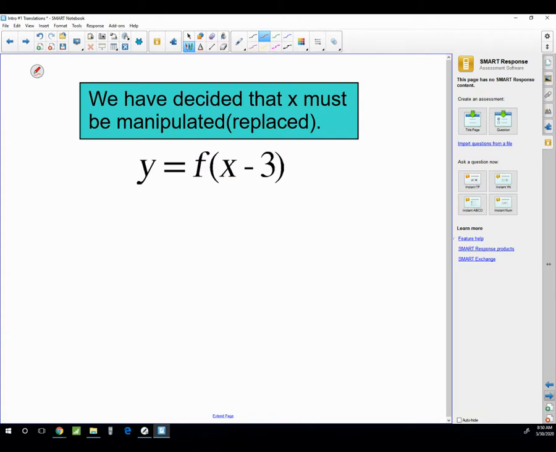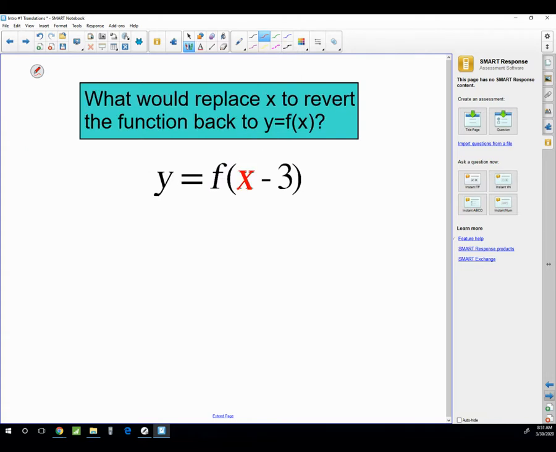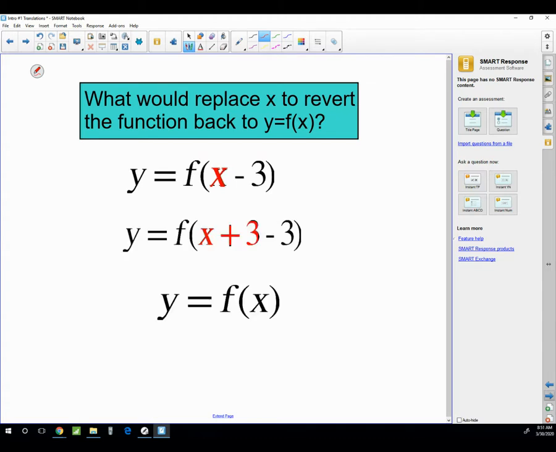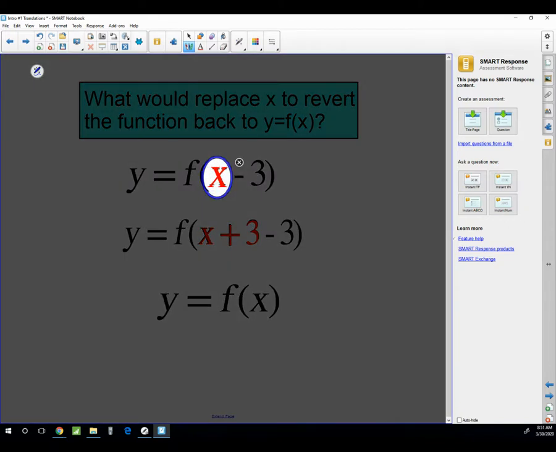Okay, we have seen and decided that x would have to be replaced here to revert this back to y equal f of x. You may want to pause the video and see if you could jot something down to say, well, what would I replace x with? Well, the simple answer is that you would replace this x with x plus 3 so that these 3's cancel, okay?